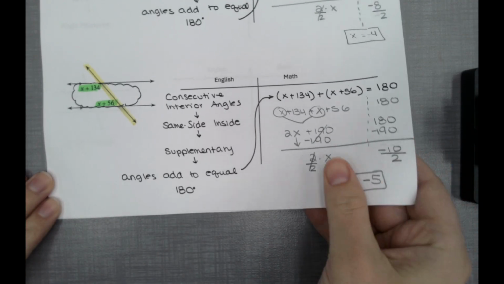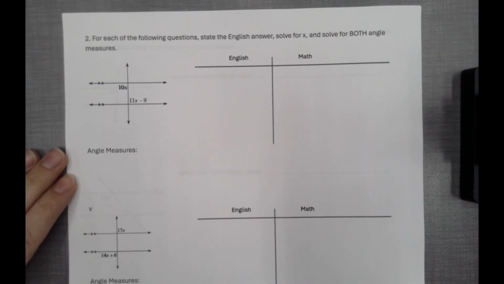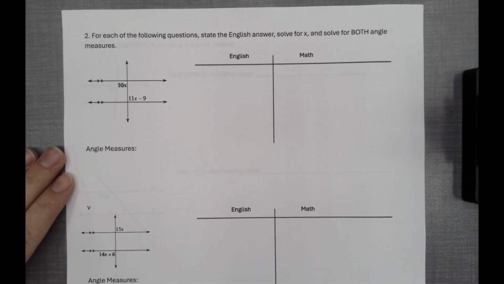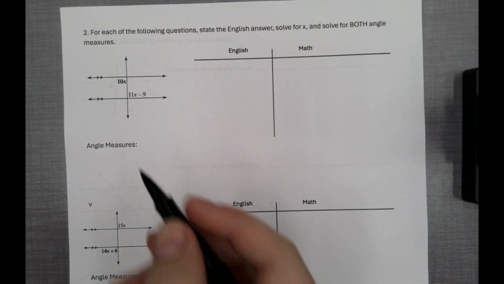Okay, moving on. Okay, for each of the following questions, state the English answer, solve for x, solve for both angle measures. Okay, so for this one, it wants kind of like 3 different things. So we're going to need to write out our English, we're going to need to write out our math, solve for x, and then use x to solve for these angle measurements. I'm going to go ahead and go a little bit faster now.